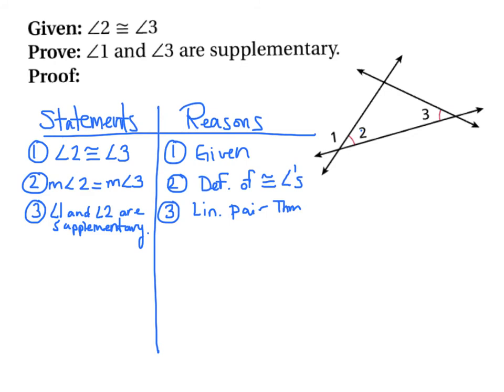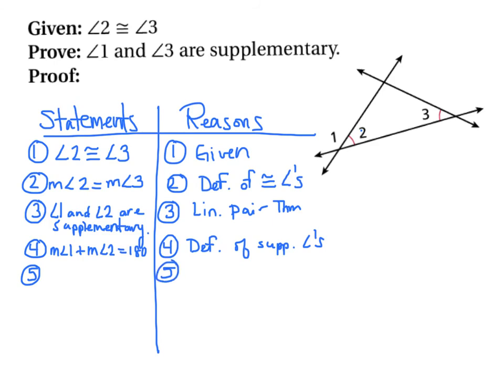So if we know that they are supplementary, what do we know about them? Because we still haven't proven it. If we know that they're supplementary, that means their measures what? Their measures will add up to give you 180 degrees. And how do we know that? Because we just said they're supplementary, and supplementary angles add up to 180. Now we also know what? We now have just said that 1 and 2 are supplementary.